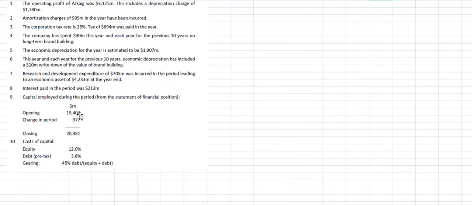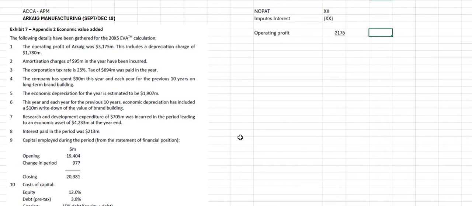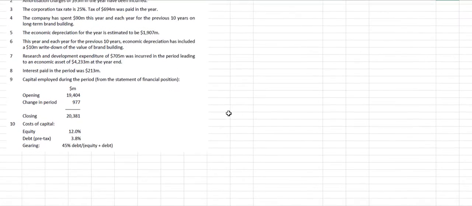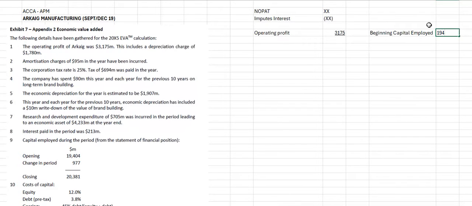Capital employed during the period, opening 19404 is given, the opening capital employed, isn't it? So year beginning capital. If you have calculated residual income in divisional performance, there sometimes we take year ending capital employed, but for EVA you have to be very specific. It is year beginning capital employed. How much is that? 19404. It's given. Now one by one we'll do the adjustments.